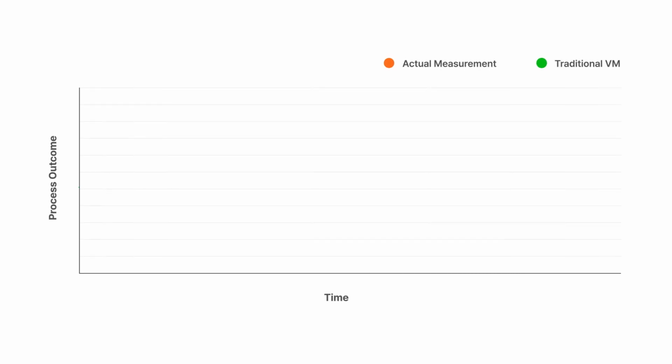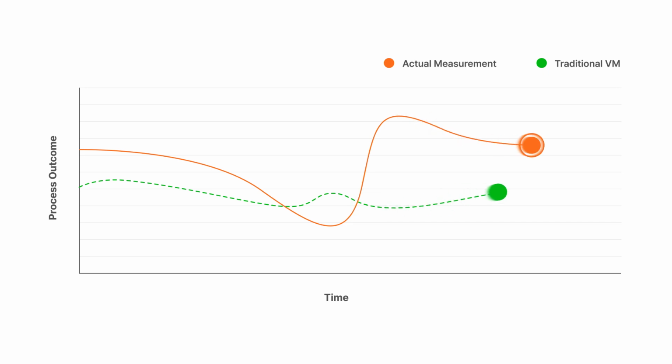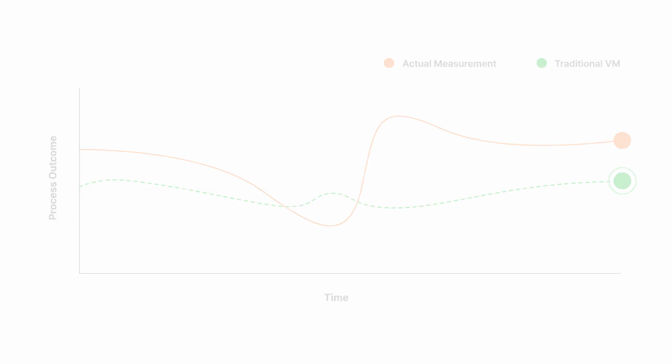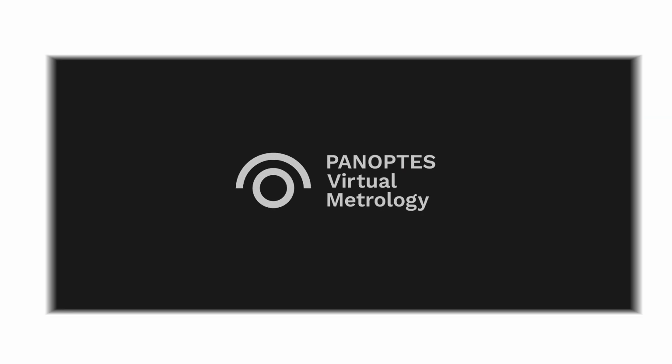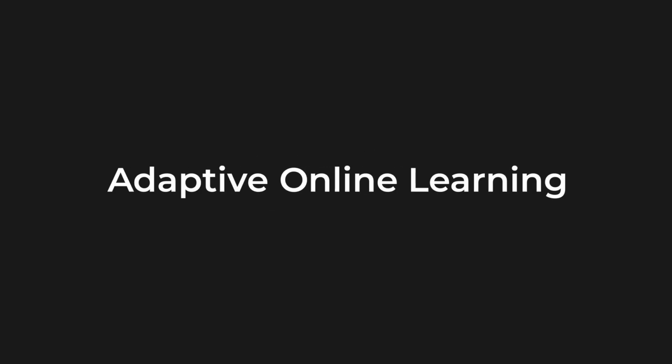Traditional virtual metrology models often fail to keep up. They can't adapt fast enough to these sudden changes, leading to inaccurate predictions and increased variability. That's why we created Panoptes VM, powered by our proprietary adaptive online learning technology.